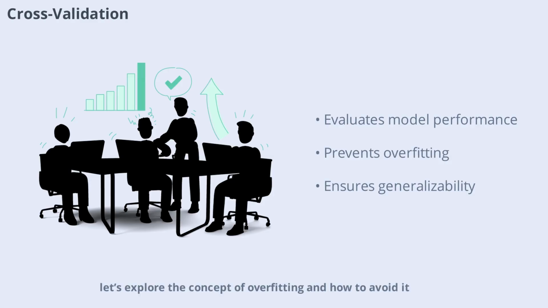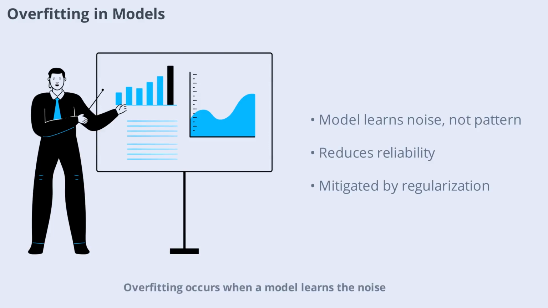Next, let's explore the concept of overfitting and how to avoid it. Overfitting occurs when a model learns the noise in the training data instead of the underlying pattern. In biological data analysis, overfitting leads to models that perform well on training data, but poorly on new, unseen data. Techniques like cross-validation, regularization, and pruning help mitigate overfitting. Recognizing and addressing overfitting is crucial for building models that provide reliable biological insights.